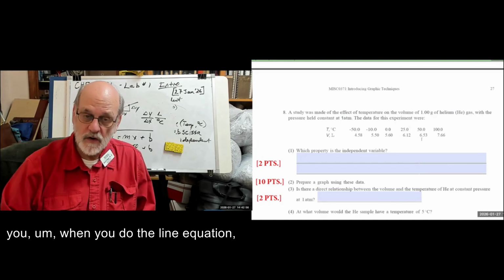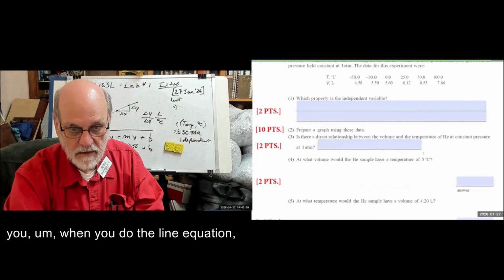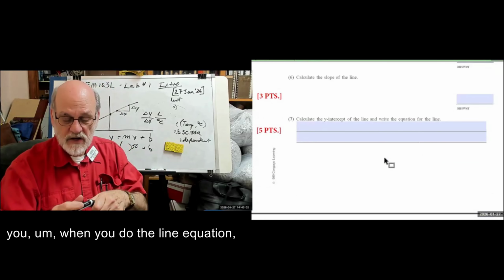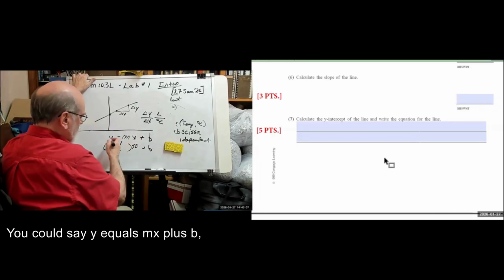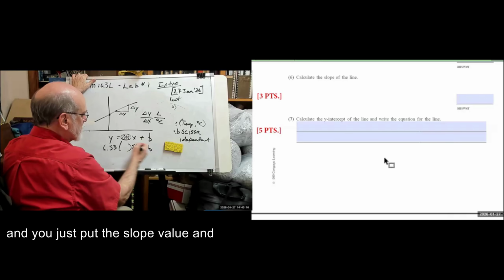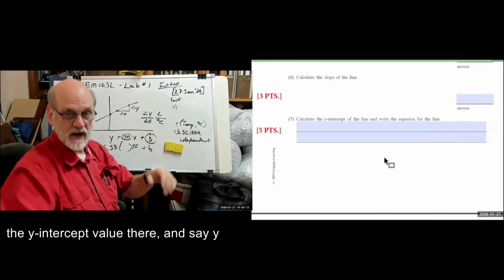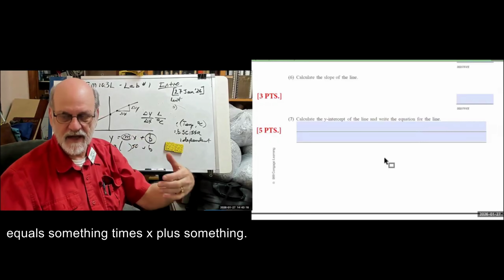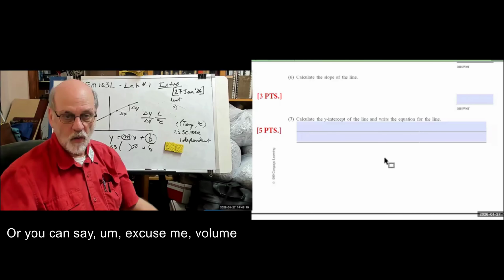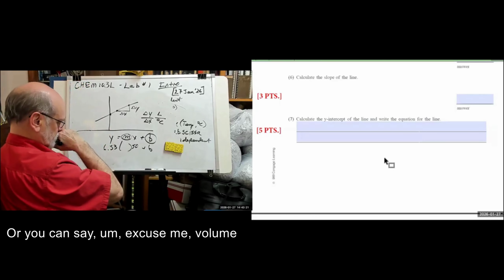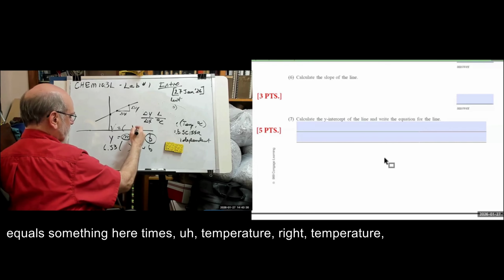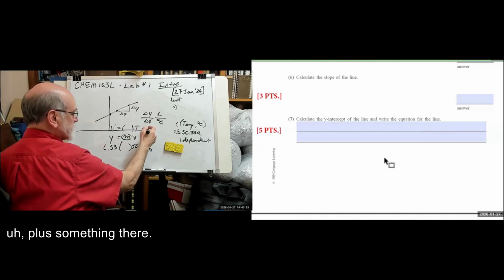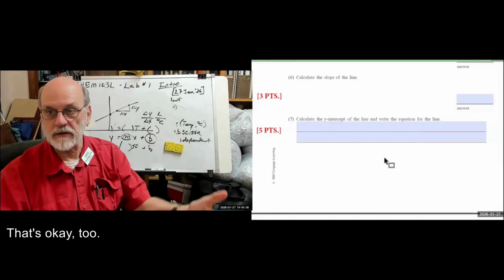You report your y-intercept. And then when you do the line equation, you have two choices. And I don't care which one you use. You could say y equals mx plus b, and you just put the slope value and the y-intercept value there and say y equals something times x plus something. Or you can say volume equals something here times temperature, plus something there. That's okay too.